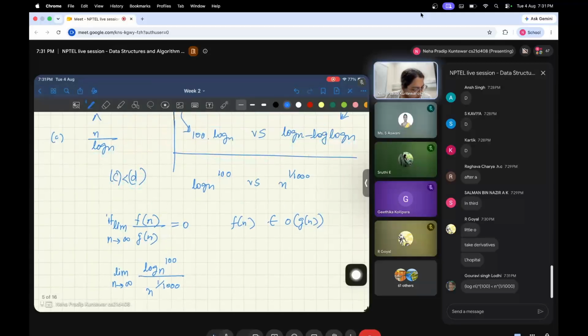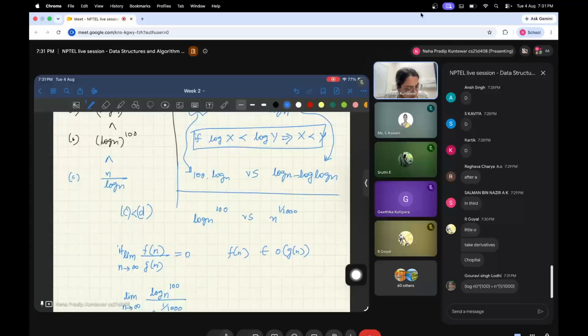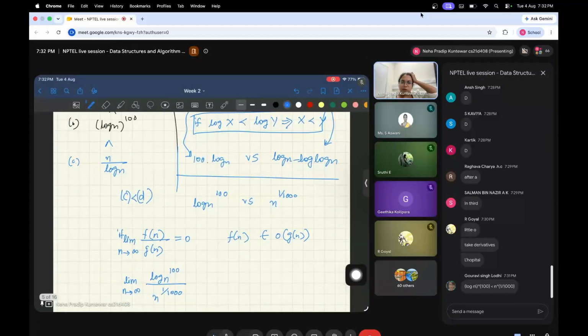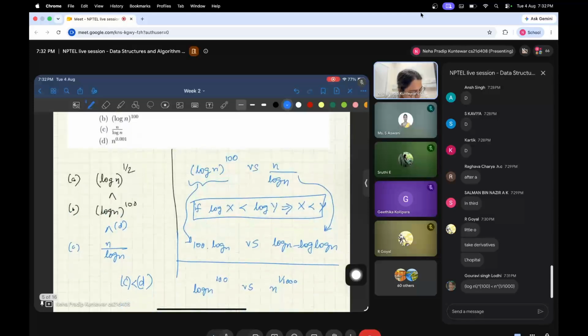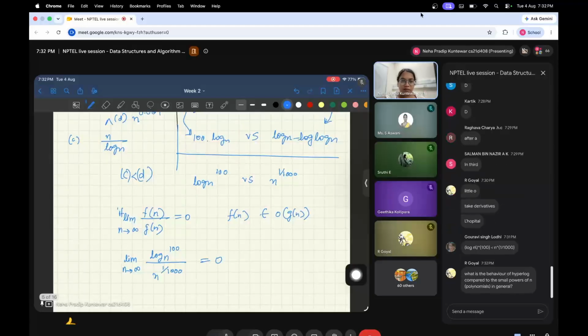Okay, so as some of you have pointed out in the comments, you can use L'Hopital's rule and so on, and check that this goes to 0. So your quantity here would come out to be n to the 0.001. So that's the order. But I don't have the rules fresh in my mind, that's why I'm not doing this. But check it out.